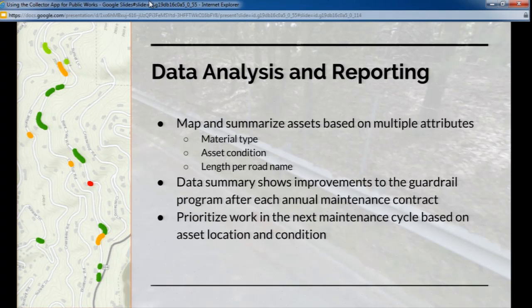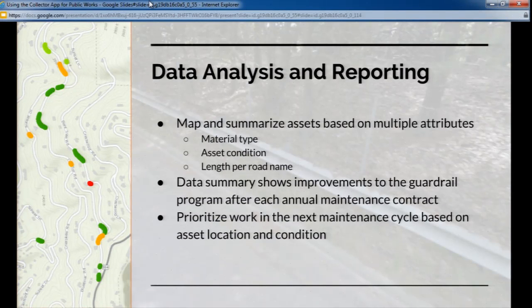So we were able to take the information collected in his app, produce maps, summarize assets based on the different attributes we asked him to collect, and show improvements to the guardrail program because we were doing annual maintenance contracts. After Jerry collected that first year's inventory, we let a contract to go out and do a bunch of maintenance. At that point, we downloaded another copy of the data and summarized it. Another year went by. We were able to do more maintenance, summarize that, and show the great improvements we were making with the small budget that we had.